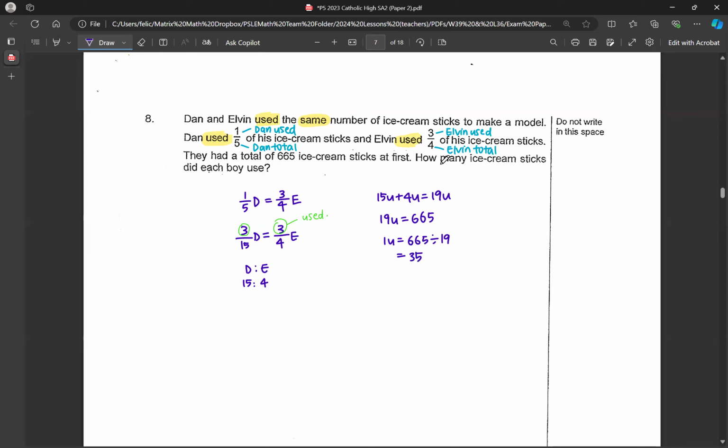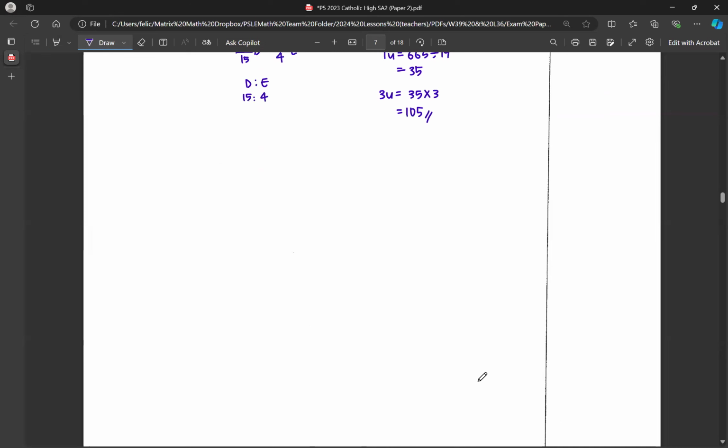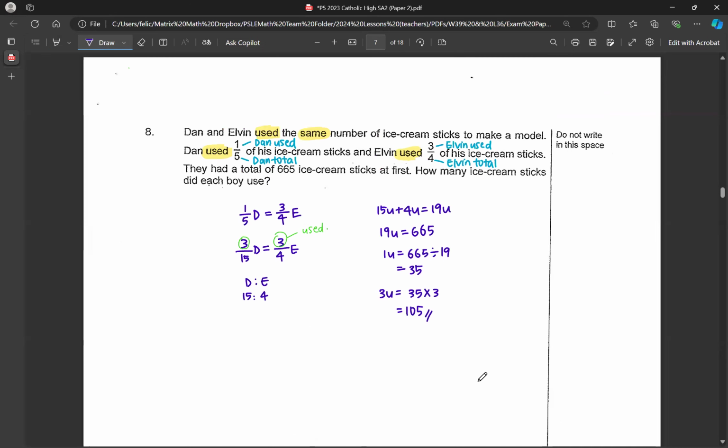Once you have that, how many sticks did each boy use? Now remember what each boy used. If you look at the fraction here, you see what each person used is 3 units. Dan used 3 units, Alvin also used 3 units. You don't look back at the 1/5 or the 3/4 really. Just focus on using these workings that you have created here. So they only want each boy, just use any one of the 3 units will do. So basically it's really just working out 3U. And that's it. Each boy used 105 ice cream sticks.